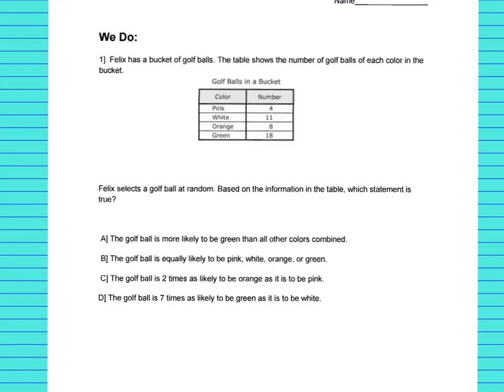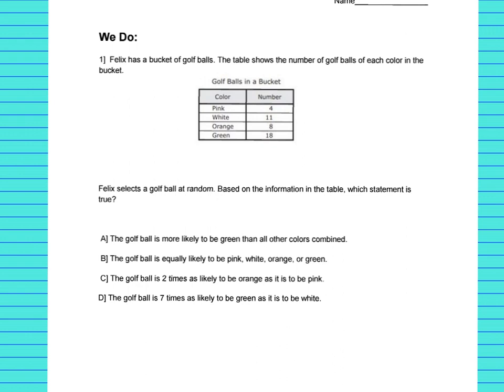Our first problem says that Felix has a bucket of golf balls. The table shows the number of golf balls of each color in the bucket. When we look at that, we can see the different colors. We have pink, white, orange, and green, and various numbers. Felix selects golf balls at random. Based on the information in the table, which statement is true?